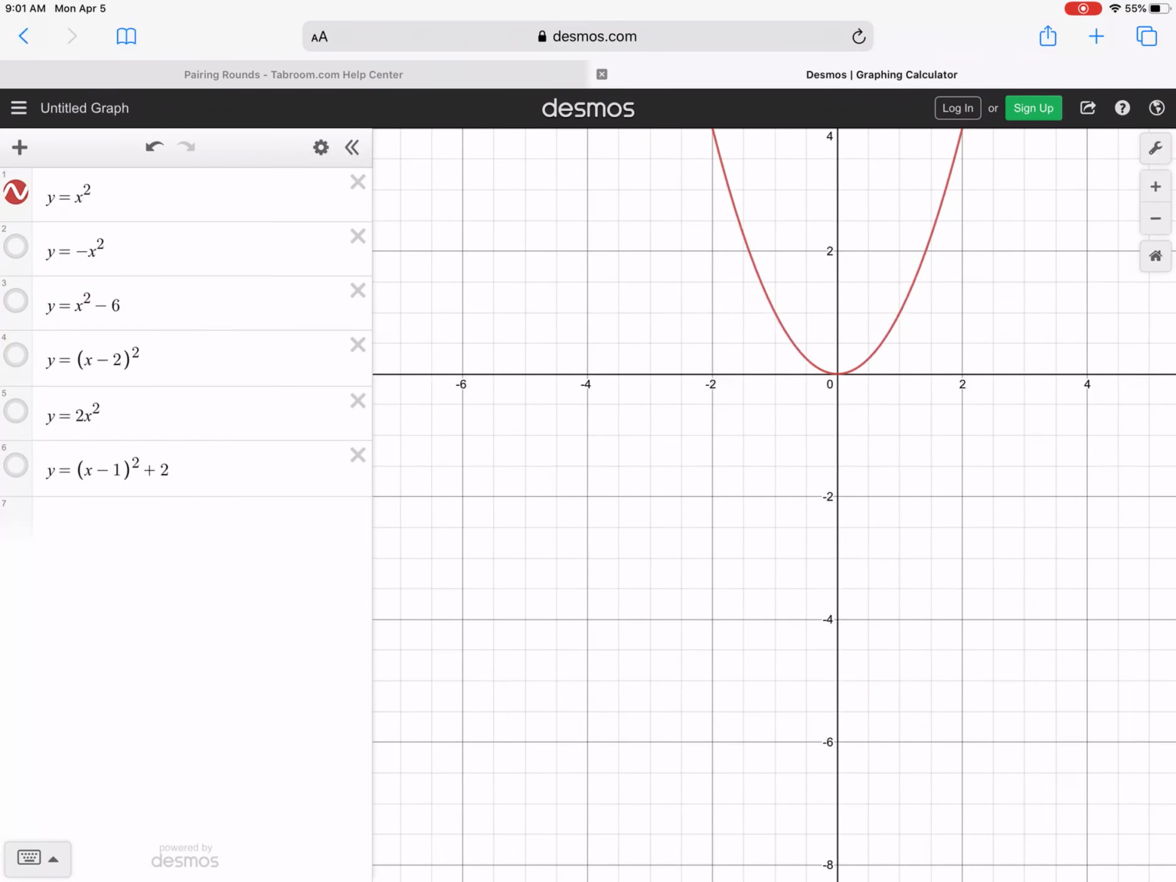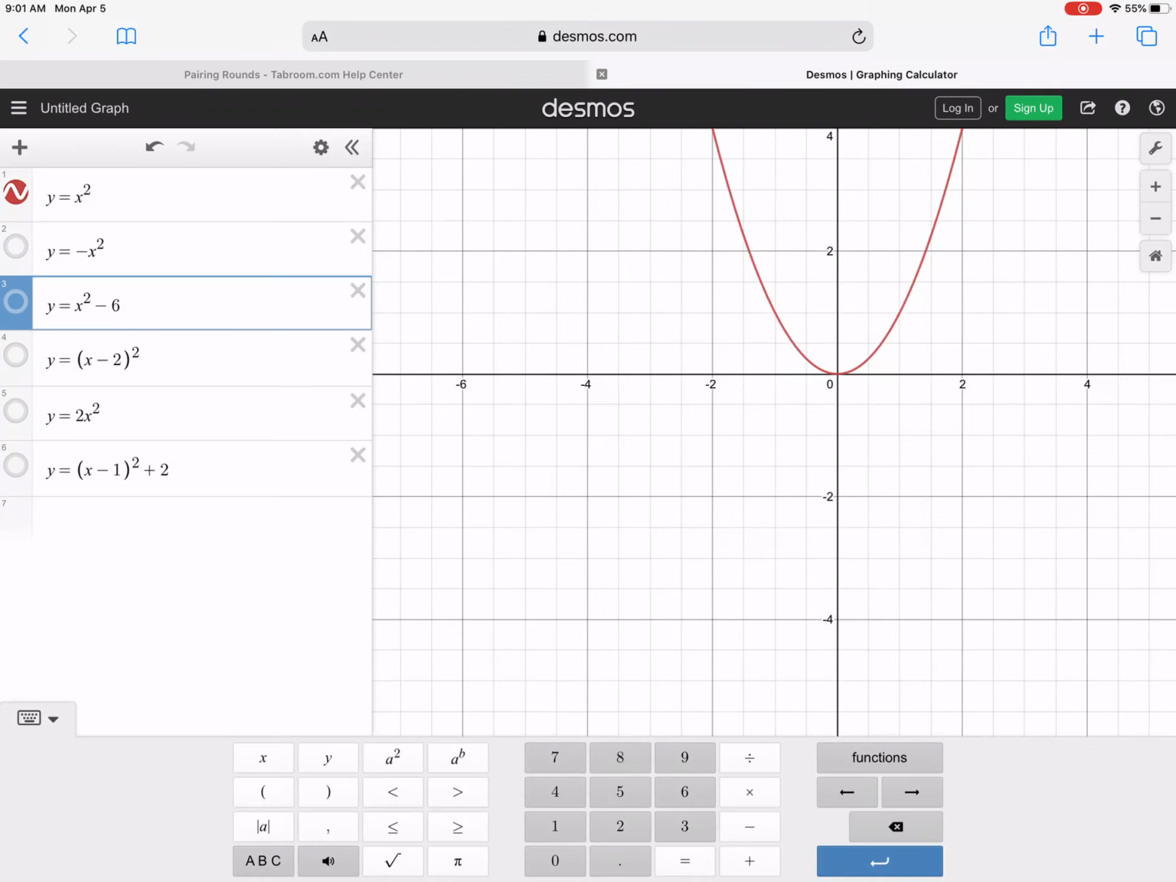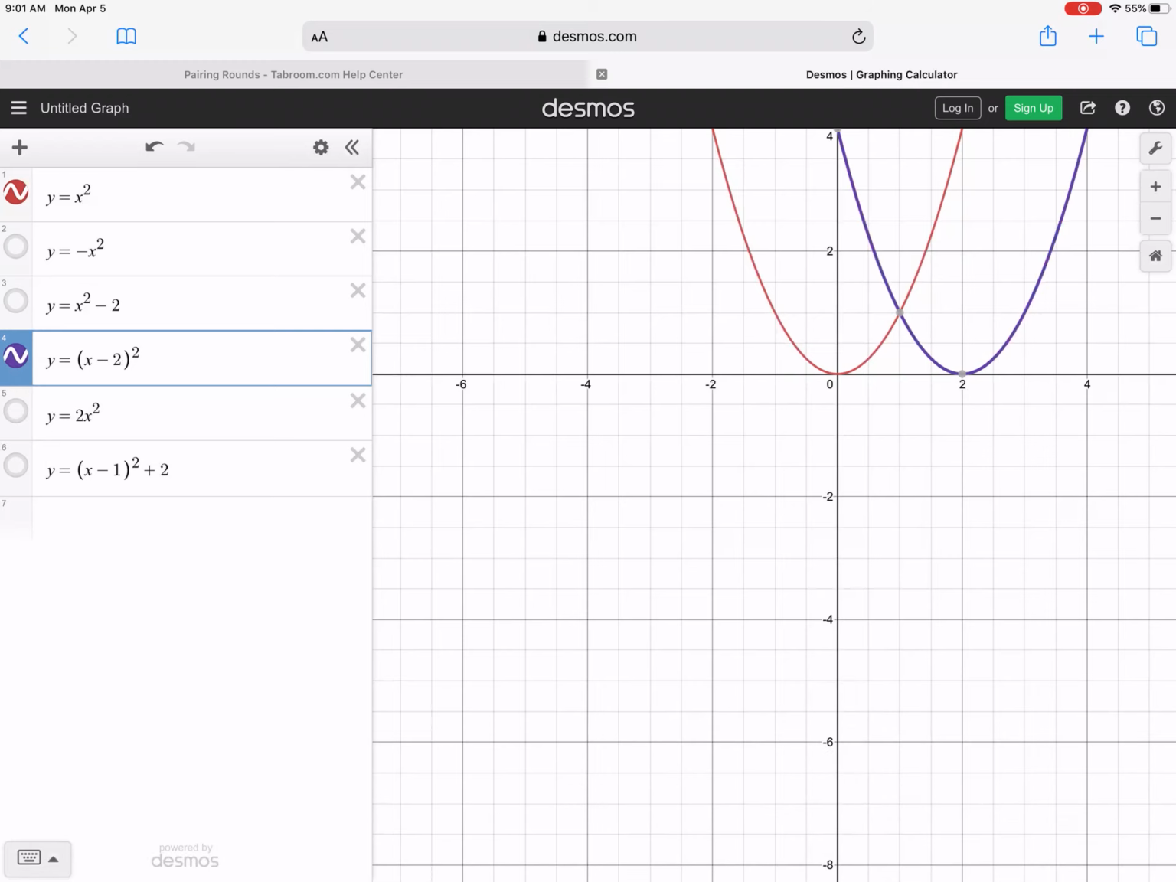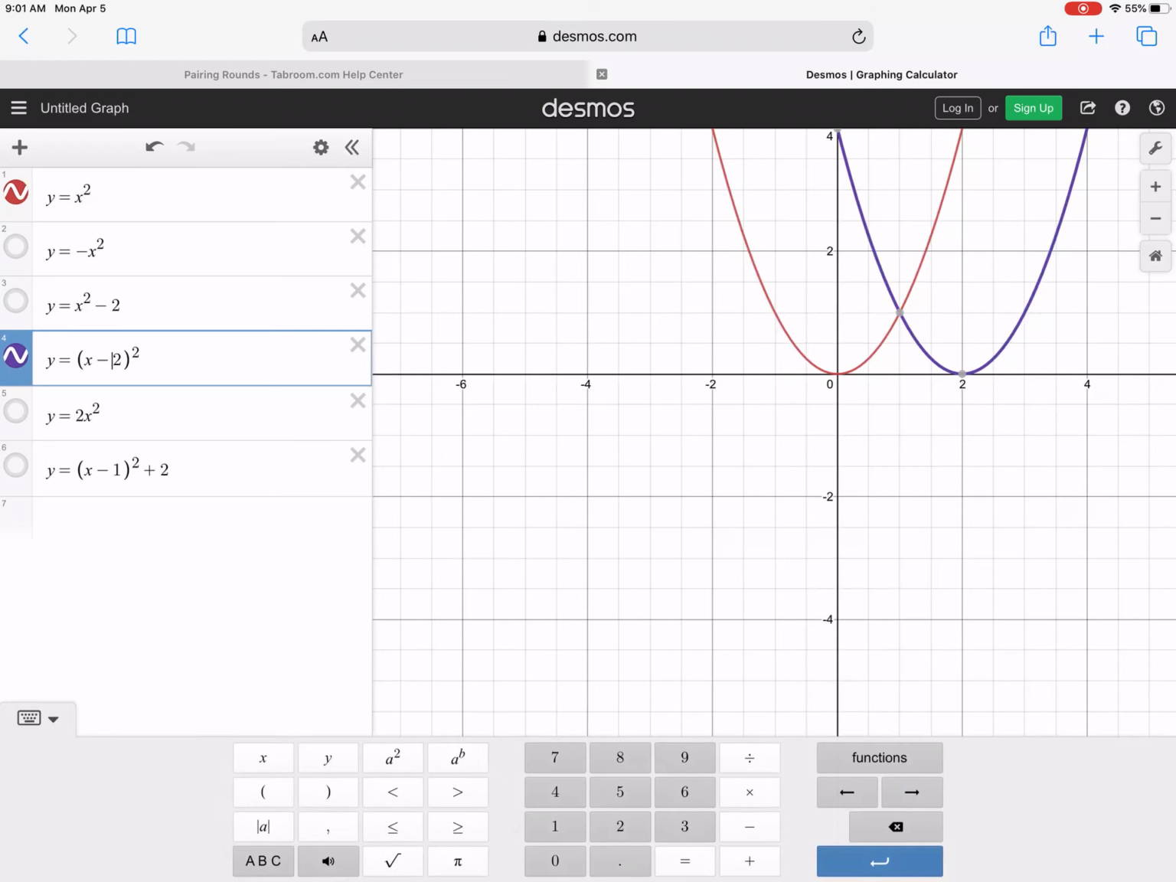But now let's move that 2 inside a set of parentheses. Let me change this to how we had it. Do you see the difference between number 3 and number 4? They both say minus 2, but on number 3 it's on the end, and on number 4 it's inside the parentheses. So what happens? It moved it right. What happens if I make this a plus sign? It moved it left.